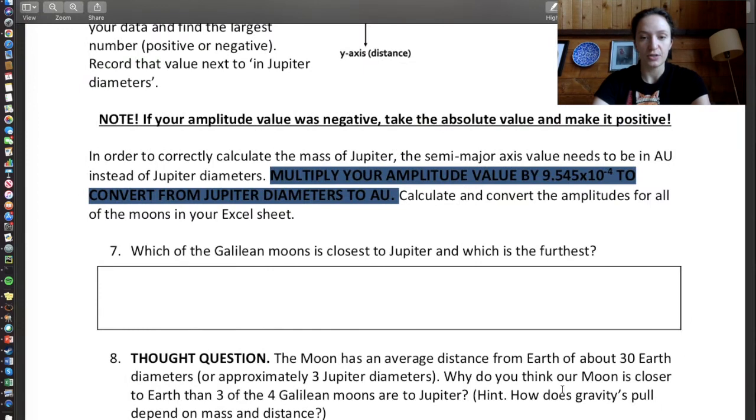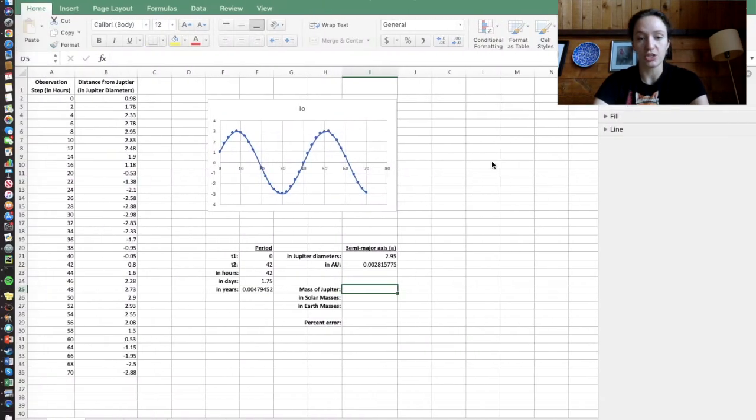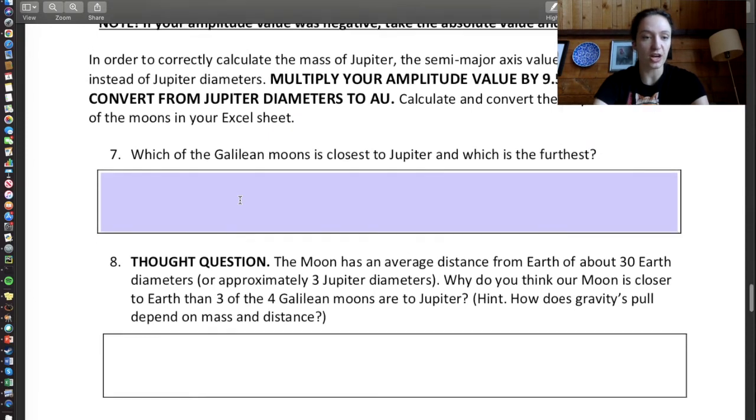You're going to do that for all of your moons. And then you're going to look at which of the Galilean moons is closest to Jupiter and which is the furthest. So you're just going to look at your semi-major axis. You can look at the one in Jupiter diameters. You can look at the one in AU. Which one has the smallest number? Which one has the largest? Remember to designate. Then you're going to do the thought question.